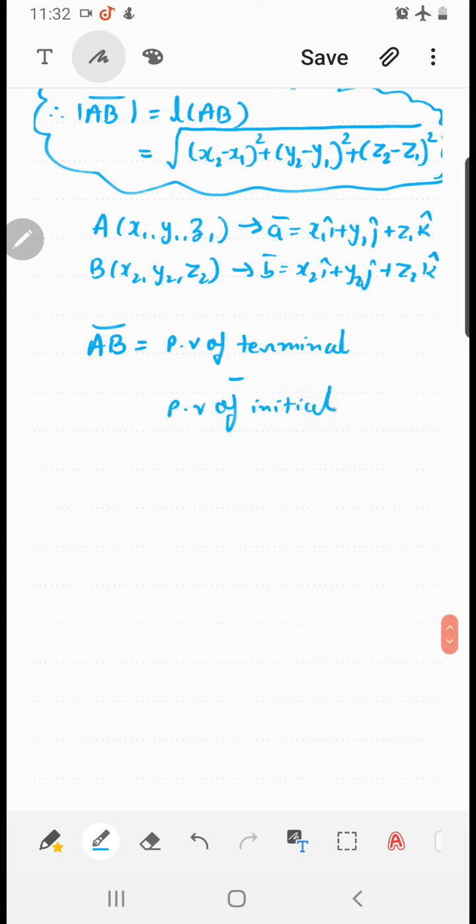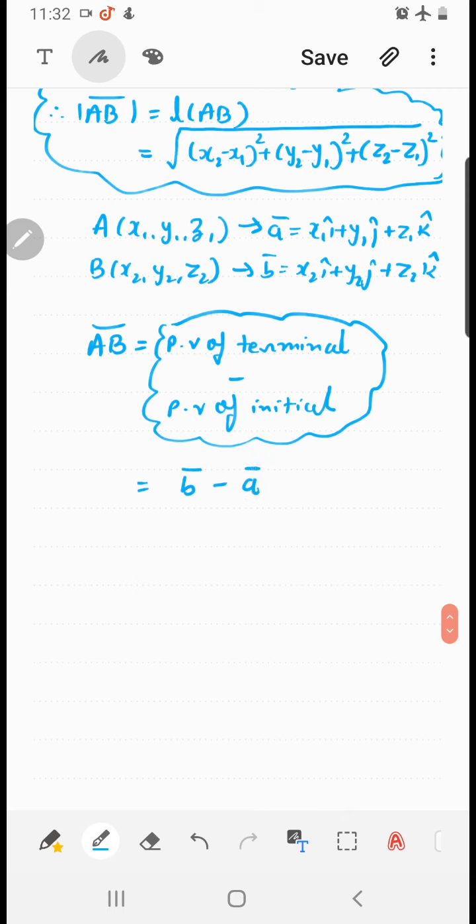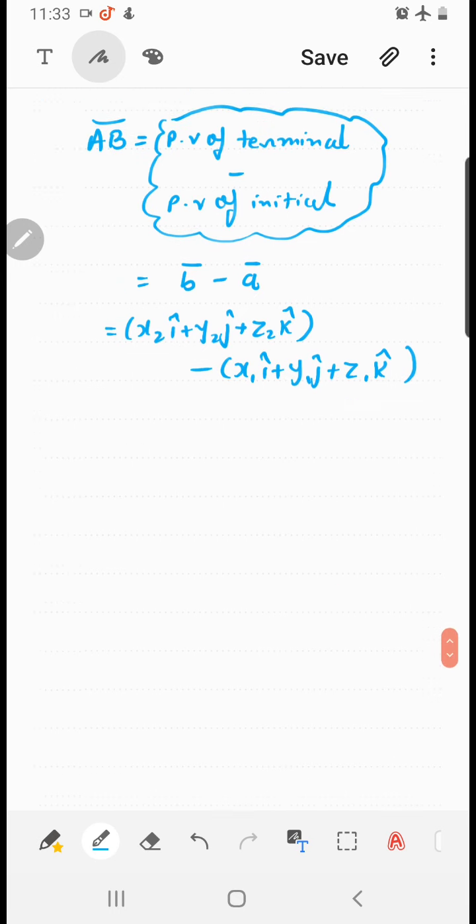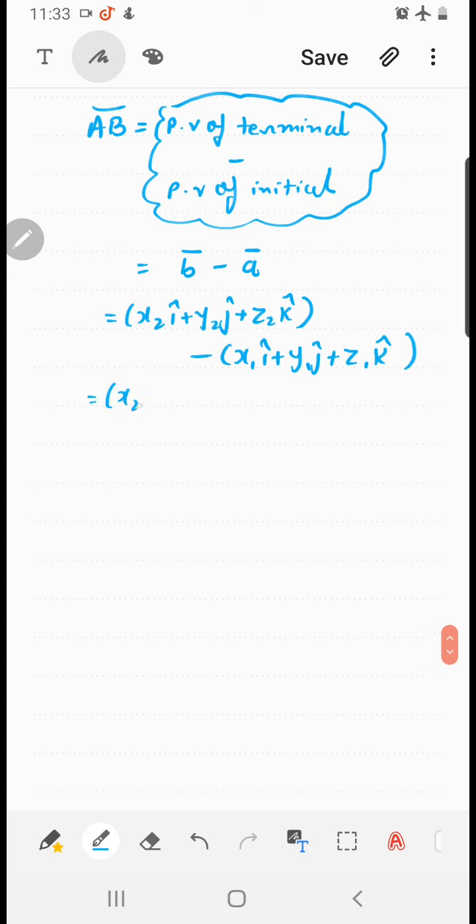Now please remember, you are not supposed to write this in exam, it is just for your reference. So with that, can I say it is B bar minus A bar? Let us put the value of B bar and A bar. So what I got is x2 i cap plus y2 j cap plus z2 k cap, plus minus x1 i cap plus y1 j cap plus z1 k cap. Now if I adjust and write, am I not going to get x2 minus x1 i cap plus y2 minus y1 j cap plus z2 minus z1 k cap.